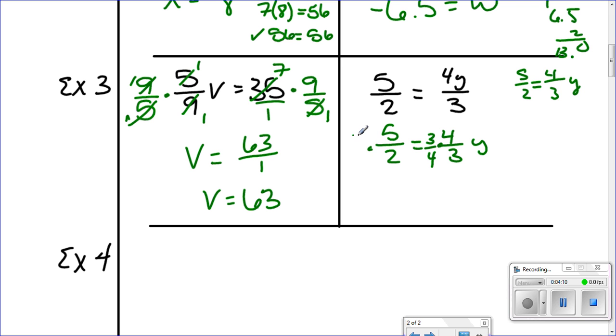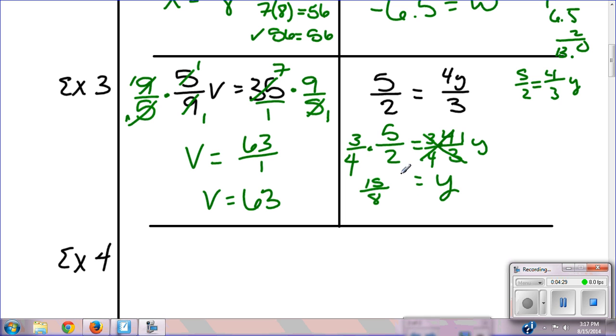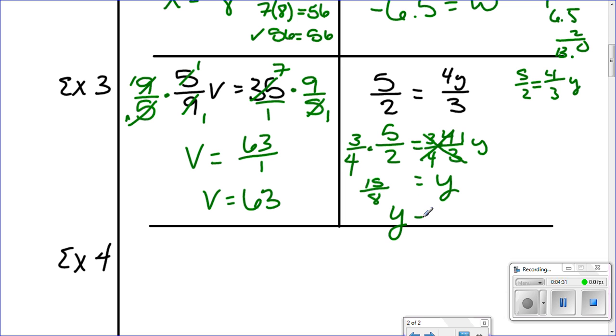So multiplying by the reciprocal on both sides, that means 3's become 1, 4's become 1. 1 divided by 1 is 1. So we get y on the right side. I can't cross-reduce any, so I get 15 over 8. And we are going to leave it as an improper fraction right now, so y is equal to 15/8.